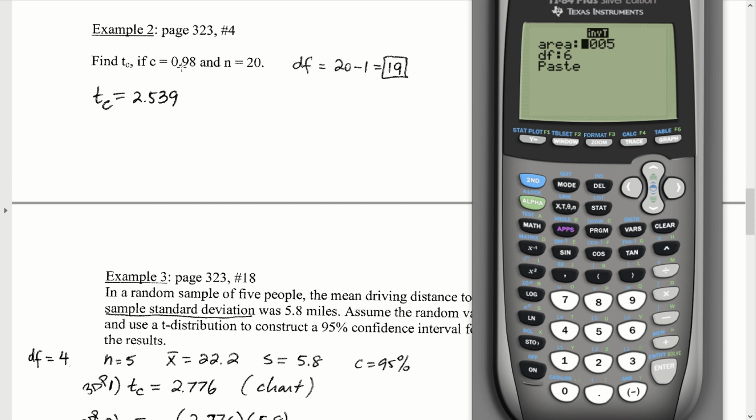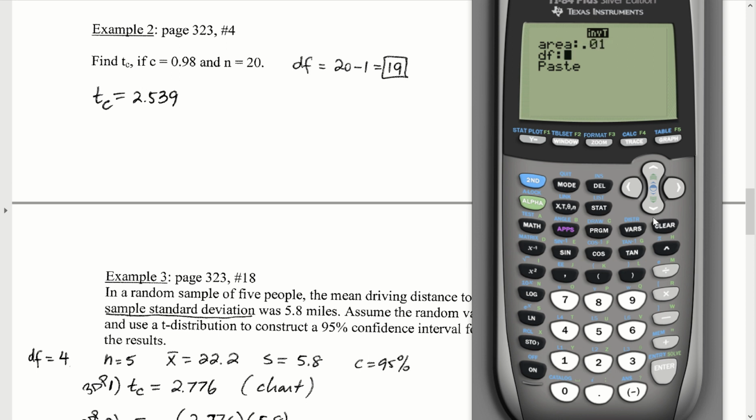If the level of confidence is 0.98, we need the cumulative or left tail area. That's found by doing 1 minus c divided by 2. 1 minus 0.98 is 0.02. 0.02 divided by 2 would be 0.01.